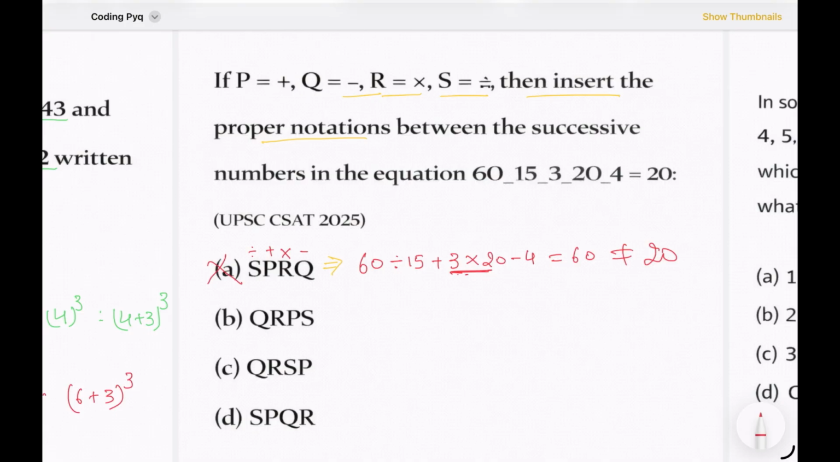Next, first we have to subtract, then multiply, then add, and then divide. Apply this: 60 minus 15 multiplied by 3 plus 20 divided by 4. So this is 60 minus 45 plus 5.